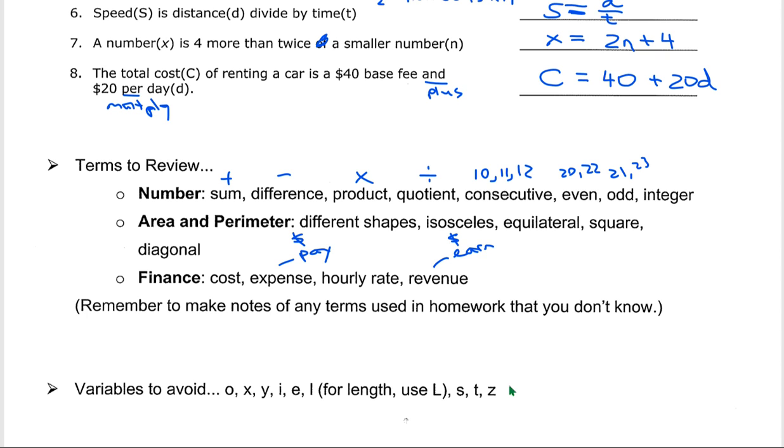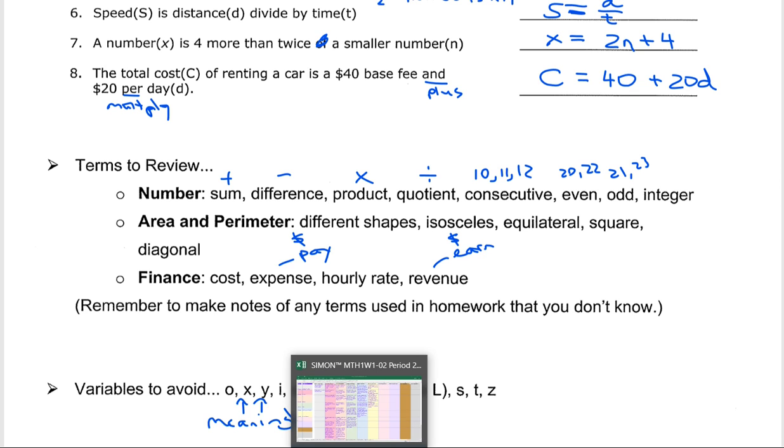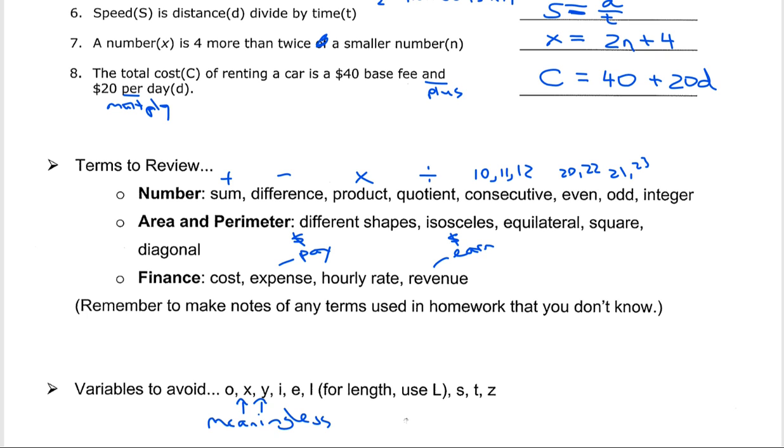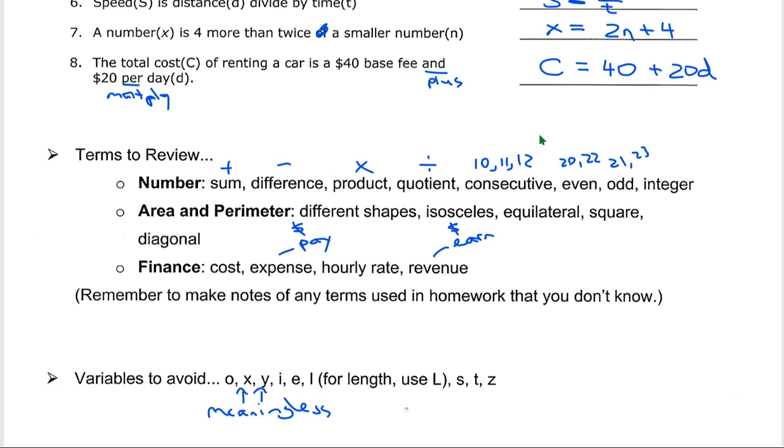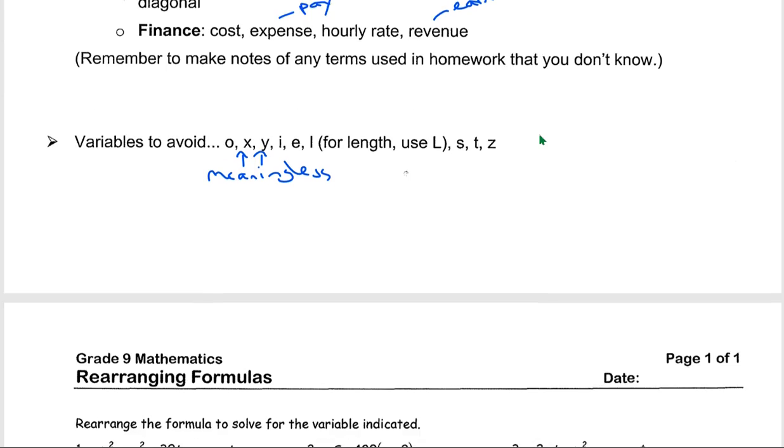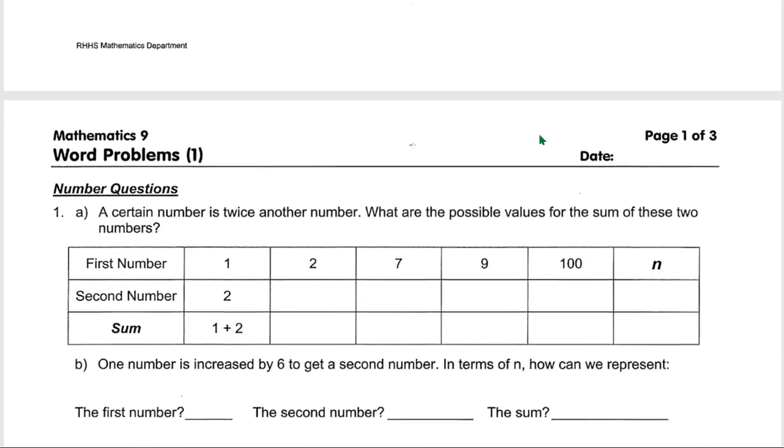Okay, and then at the bottom, it says avoid some of these variables. That's because they look like other things. The reason they say avoid x and y is because they're kind of meaningless. Like x and y, they have no meaning. We try to find variables that remind us of what they're representing. So, for example, cost would be a C, days would be a D, time would be T, like that. So x and y is kind of meaningless. You won't see me using x and y much in word problems. Okay, I'm just going to skip ahead to some examples.